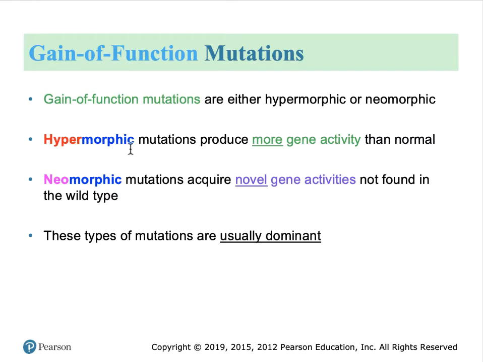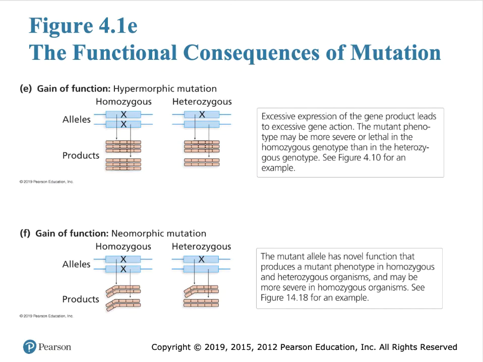They may be hypermorphic, where they produce more gene activity than the wild type, or they may be neomorphic. Neo means new. They may have a novel function that the cell has now acquired because of this mutation. In most cases, these types of mutations are usually dominant over the wild type. Figure 4.1e tries to convey that. Let's look at a hypermorphic mutation. The wild type would be two normal genes, which is not indicated here, but that would produce 4 units of enzyme. Then if we have a mutation in one gene allele, then we have 5 units of enzyme per cell.